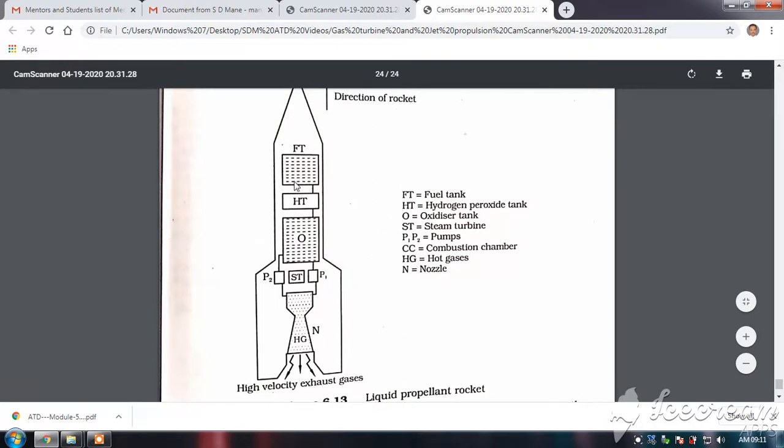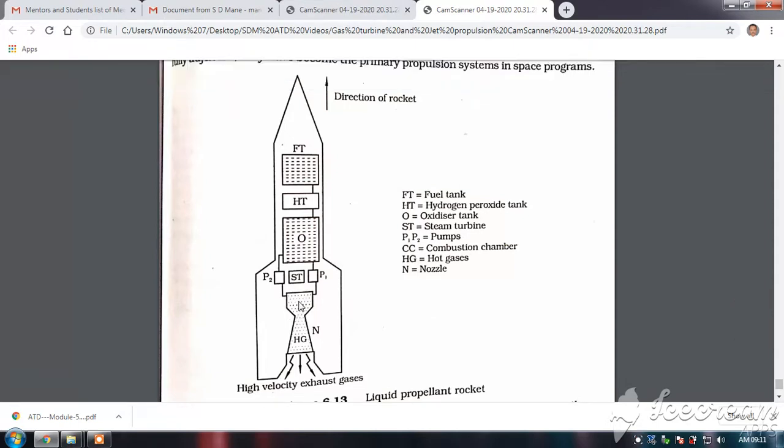Once again I repeat, this is a rocket. You can see the shape of the rocket. Here you have got a huge fuel tank, a huge oxidizer tank, and these two tanks are connected to two different pumps, one pump for the fuel and one pump for the oxidizer. Both of them come to the combustion chamber, where they are burnt. They are sent in a metered quantity and atomized into a fine spray. Here they are burnt, and when they are burnt, high pressure gases come out.